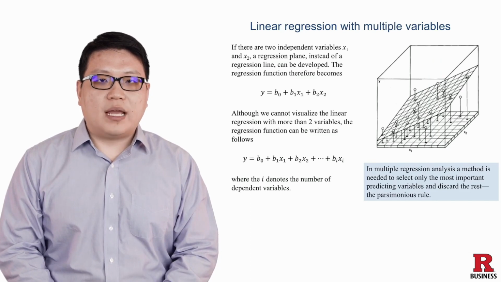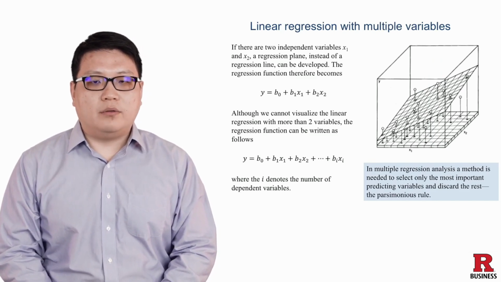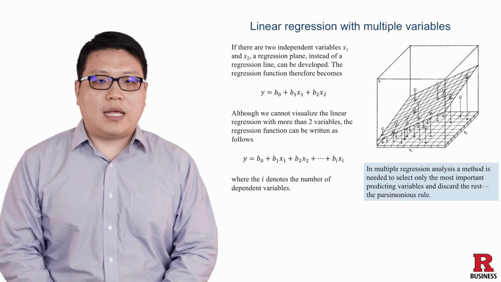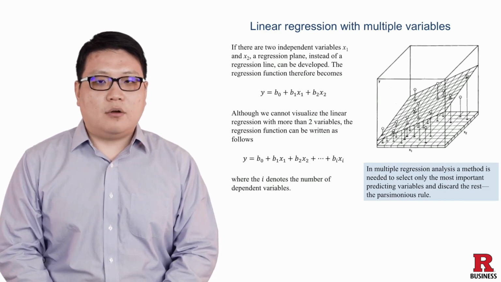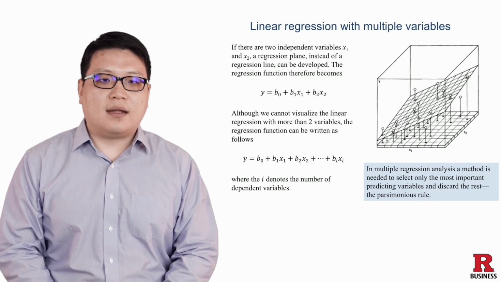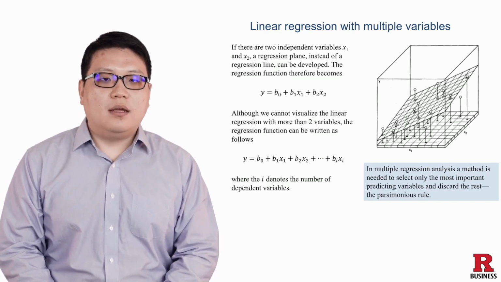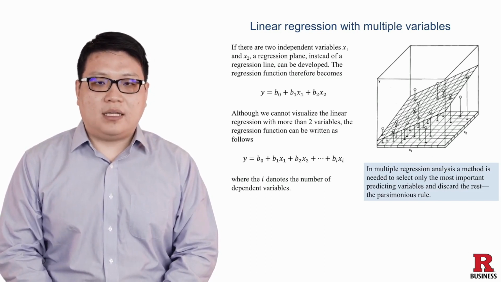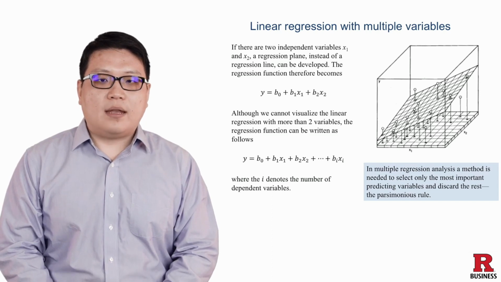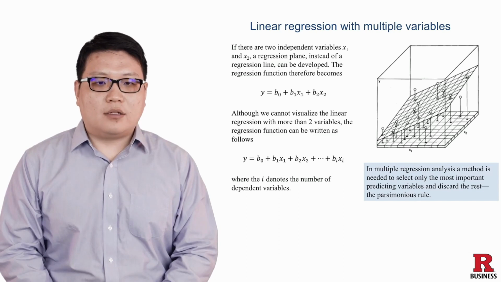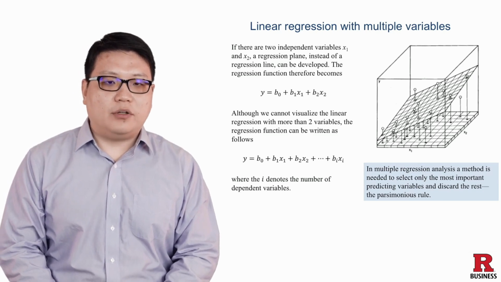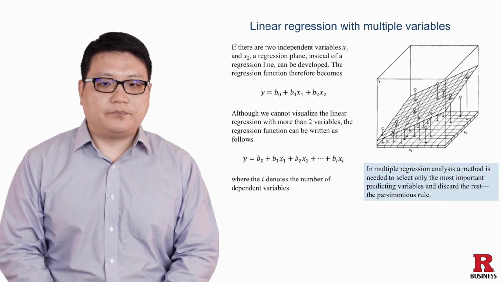This simple linear regression can be extended to multiple variables. When we have a second independent variable, x2, the only thing we need is to add another slope, b2, for the second independent variable, x2. And we can extend that further to multiple variables as long as we add a coefficient for each independent variable.